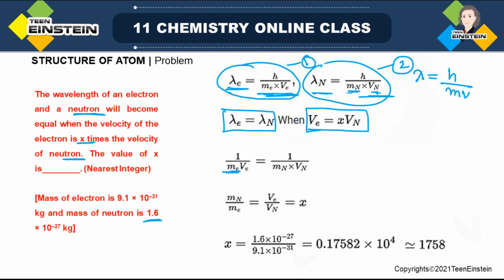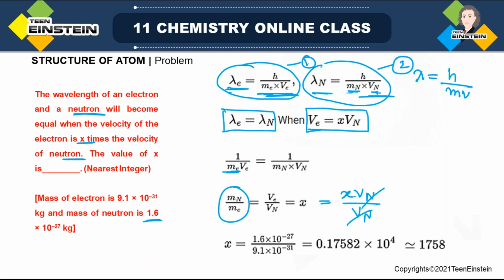Now put this information, that is VE is equal to xVn. So when you put V is equal to xVn, what you will get? The ratio Mn divided by Me, that is equal to VE by Vn. And VE by Vn, we know VE is xVn. So Vn will be cancelled and it will be x, right? So this is the ratio of mass of neutron divided by mass of electron.